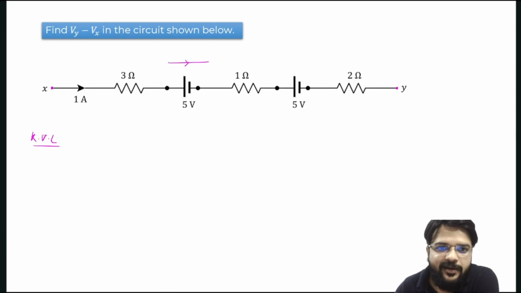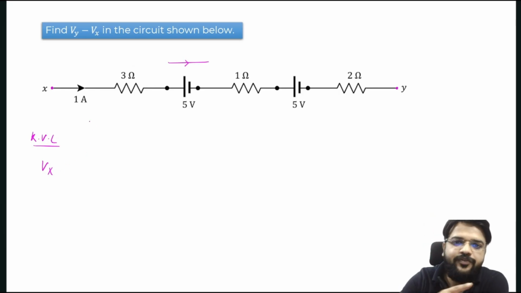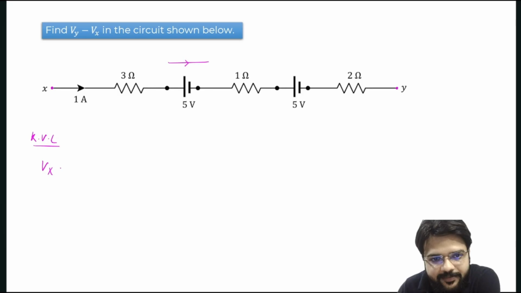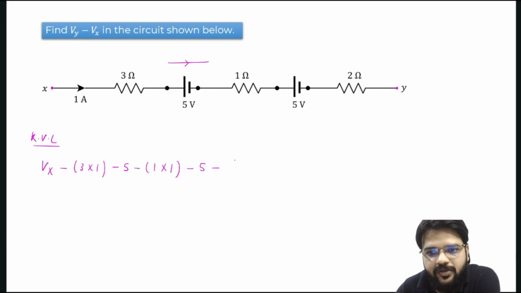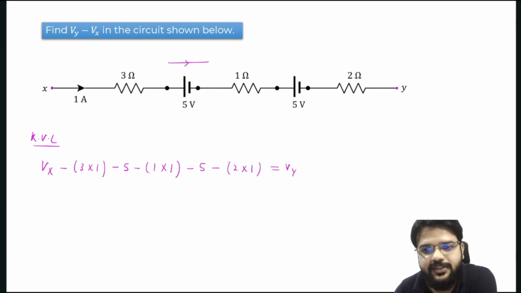So let's suppose the potential at the X point is Vx. We are starting from the X point. Now here we have a resistance. The direction of KVL and the direction of current are the same. That's why we will put a negative sign here. Then 3 into 1. Then we are going from higher to lower, then minus 5. Then here we have one resistance, then minus 1 into 1. Then here we have one battery, going higher to lower. That's why we will put a negative sign here. Then here we have a battery, so we will put a negative sign, and 2 into 1 we will write here, equal to Vy. Correct?